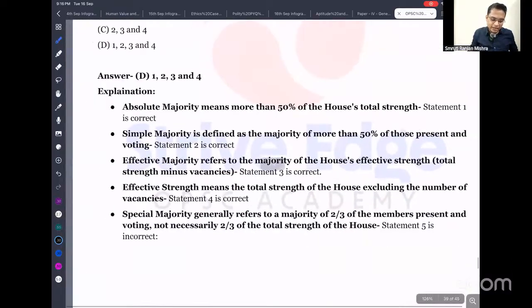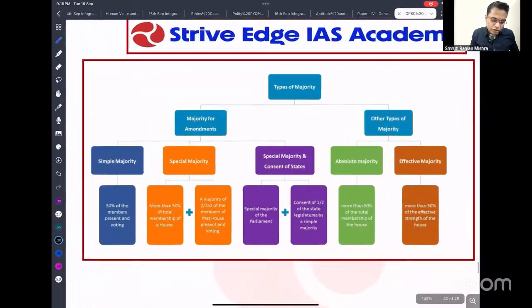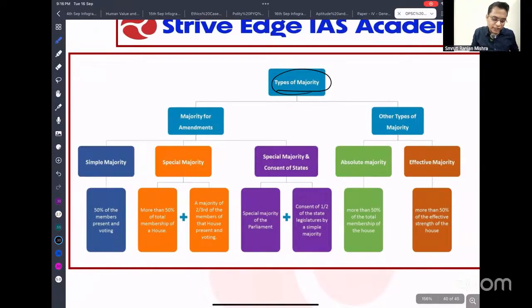So I have given a very detailed explanation here, so you just read it. Types of majority. The first one is majority for amendment, simple majority: 50% of members present and voting.